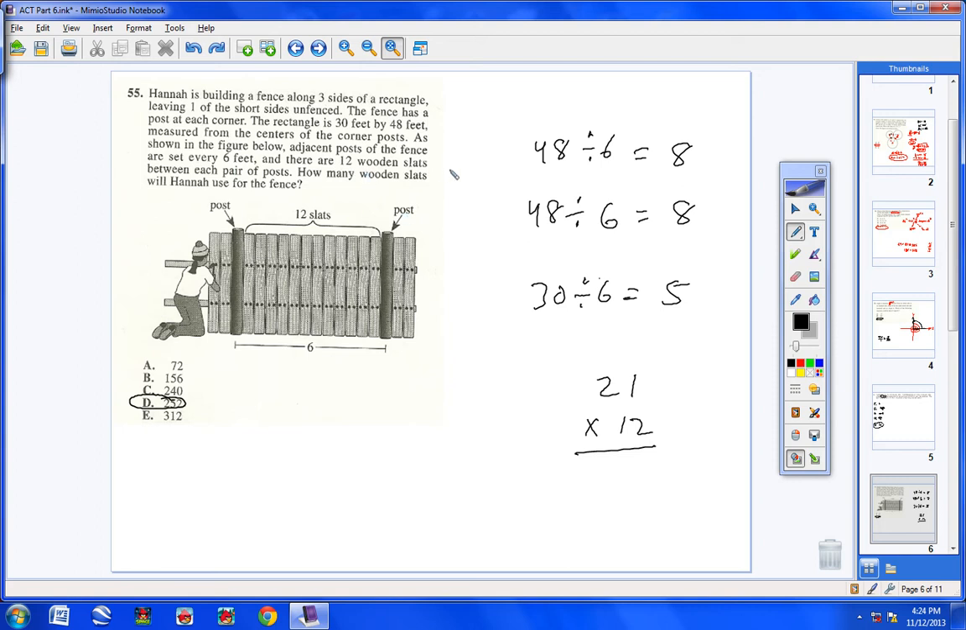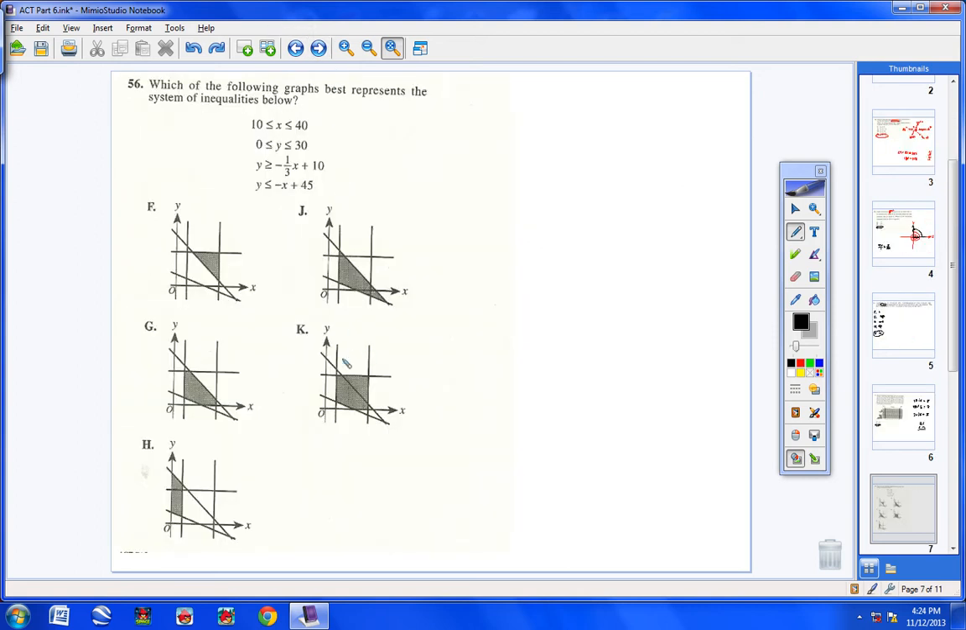Okay, that is what they're trying to test you on here. Okay, so just a reasoning problem. Number 56. Now here they're testing your ability to understand graphing systems.